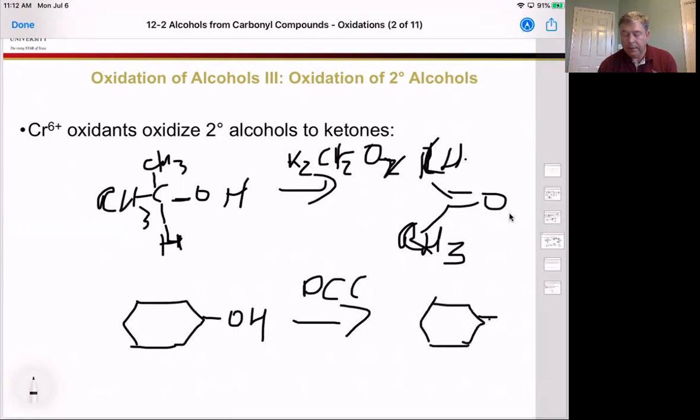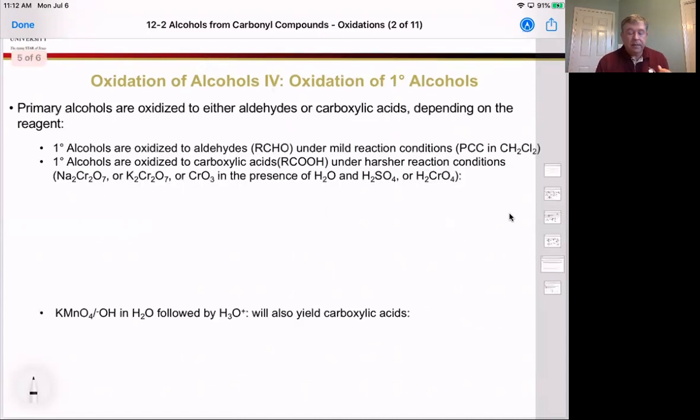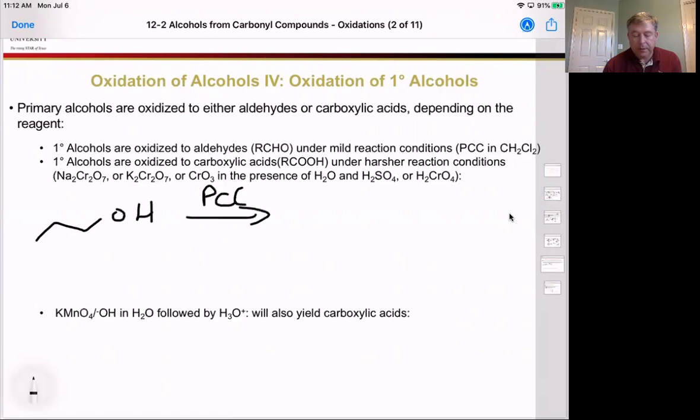to a ketone. Okay. However, when we go to primary alcohols, we can be very selective on what we use. In the case of primary alcohols, if we want to stop at the aldehyde, we must use PCC for the reaction. So for example, if we had this propanol and we used PCC, pyridinium chlorochromate, we would stop it at the aldehyde right here, okay?